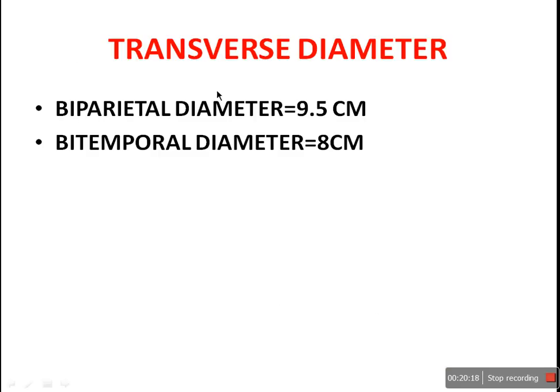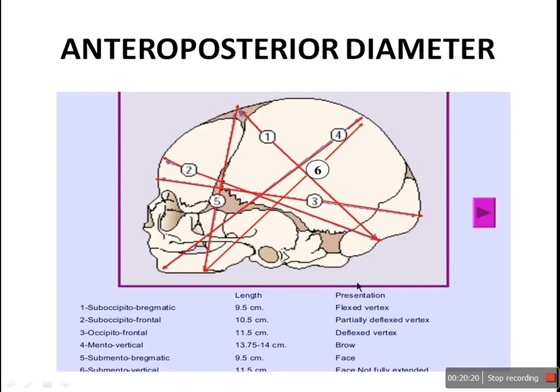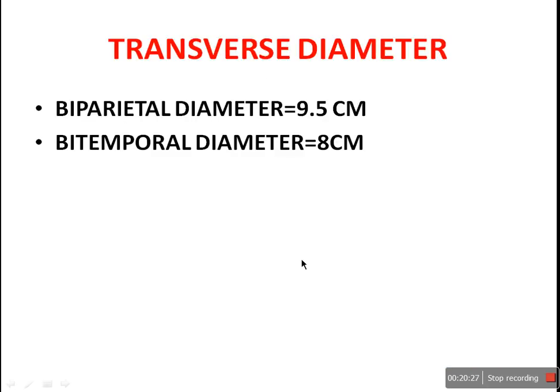Next you can see the transverse diameter. Here first we check from front to back, anterior posterior, from the front side of the skull to the back side of the skull. Transverse means from one side of the skull to the other side, side to side. The biparietal diameter is 9.5 centimeter, between the two parietal bones. The diameter from one parietal bone to the other parietal bone is 9.5 centimeter.